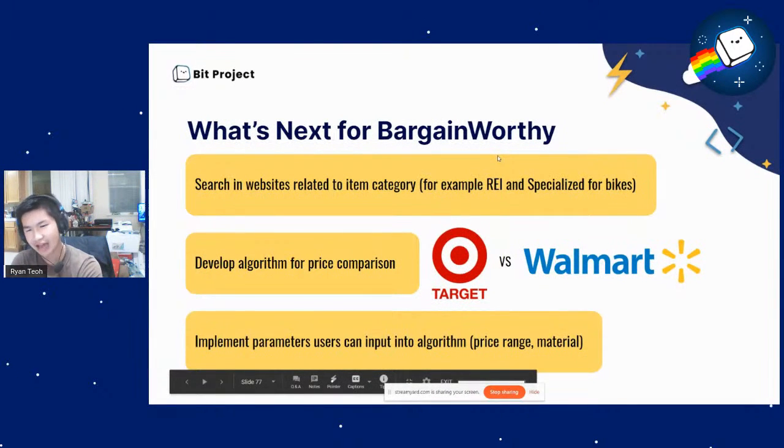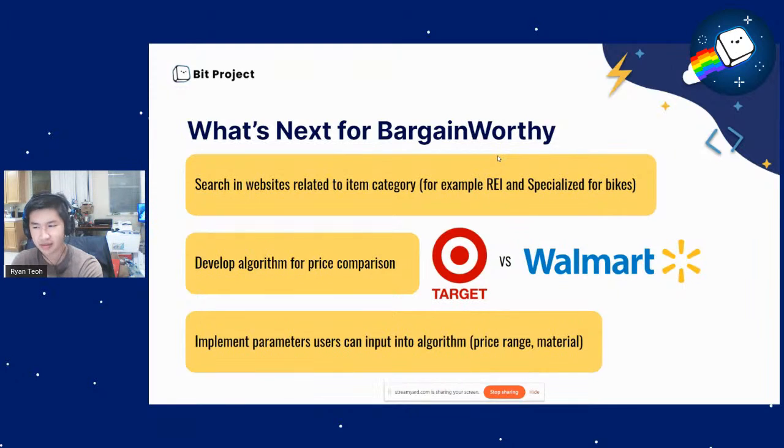I had a limited time frame for this project, so there are some features I would have liked to implement, but I didn't get a chance to because of time constraints. What else I would like to implement is for my algorithm to search websites related to the item category, such as that mountain bike I showed you earlier. I would like it to also search bike related sites like REI and Specialized. Those are bike brands if you didn't know.